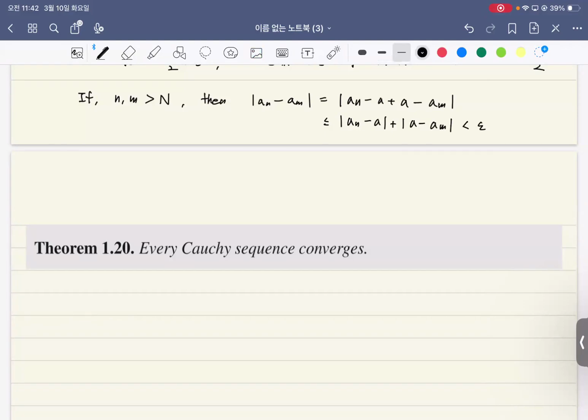Okay, this is quite a huge theorem. So this requires a couple of lemmas.